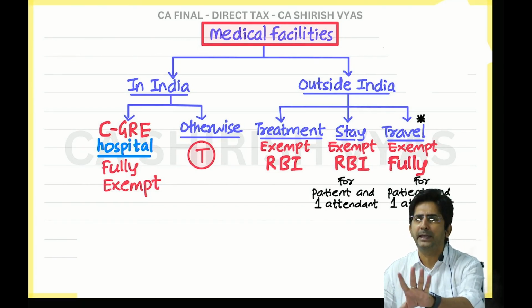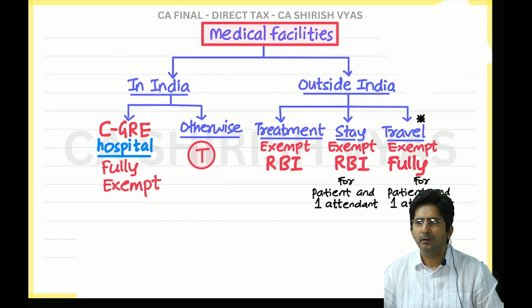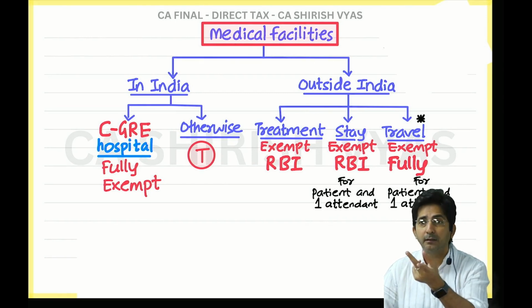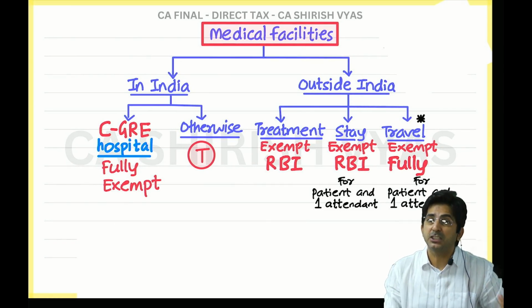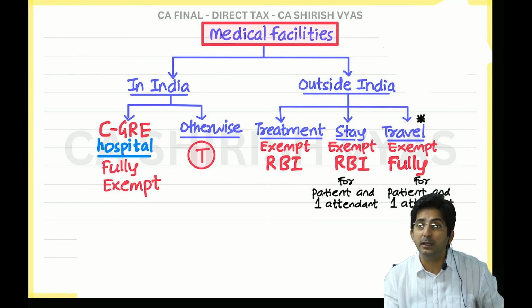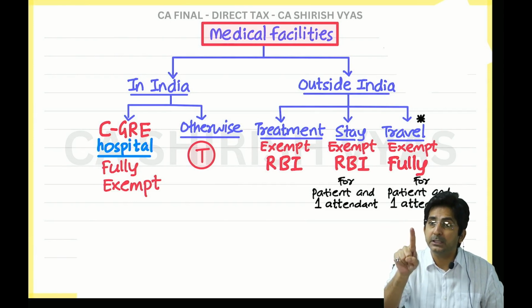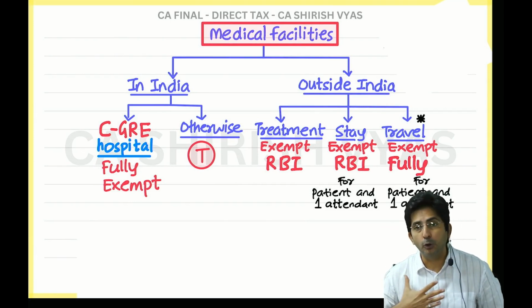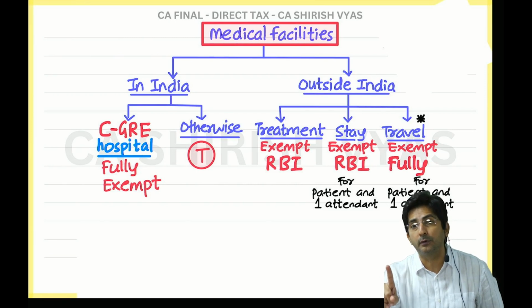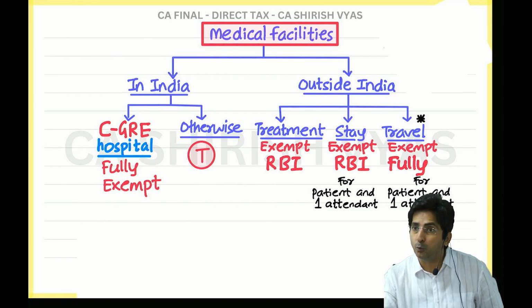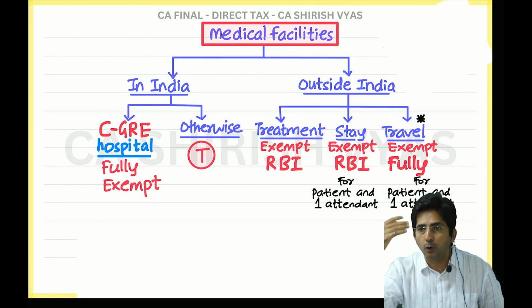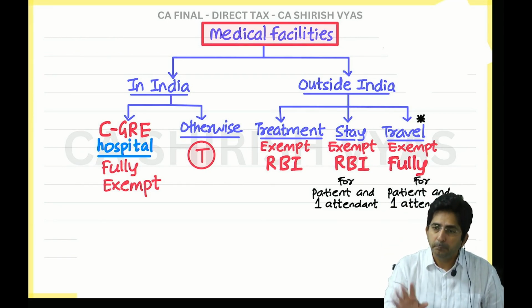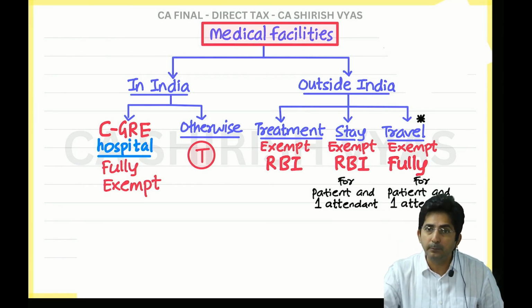Exemption will not be given for all four people. All four means patient, wife, son and daughter. The boss might give you money for everyone because the boss is rich. But exemption is only for two people, patient and one attendant. Because the law understands the patient cannot go alone. He needs one attendant who can attend him. So one attendant, whether it is your wife or son or daughter or your friend, patient and one attendant, that much will only be exempt.